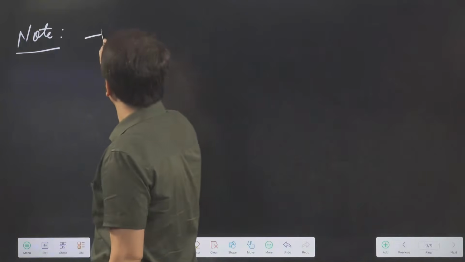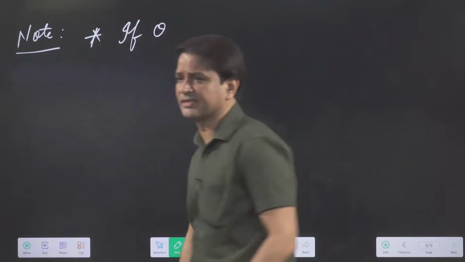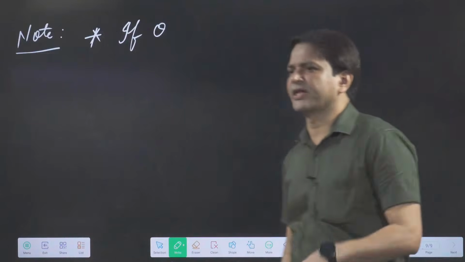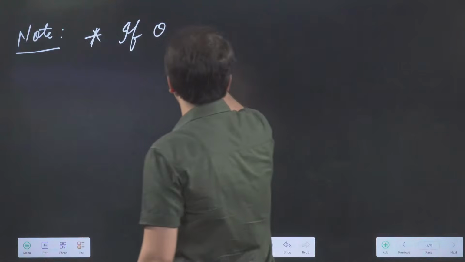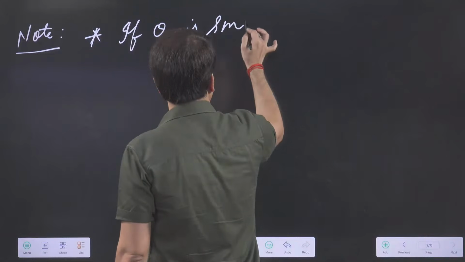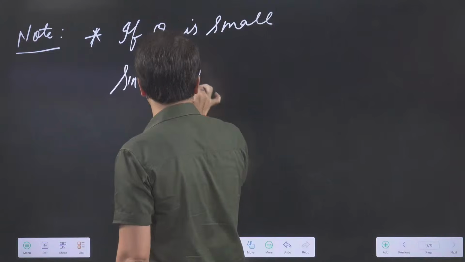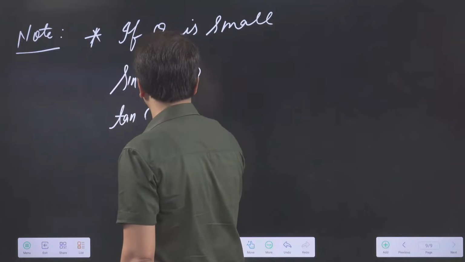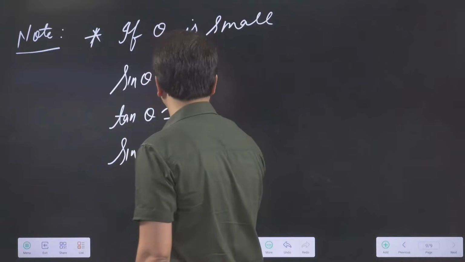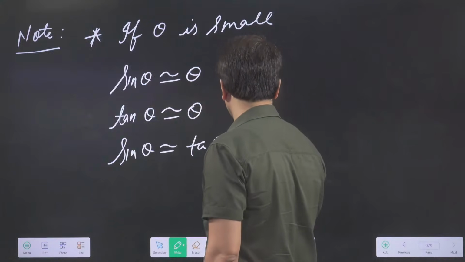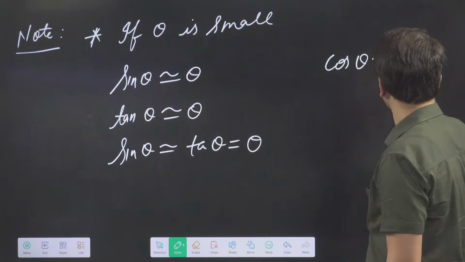So now one note: this approximation we are using in so many places. What is the meaning of this approximation, and when will we use it? If theta is small, then sin theta can be taken as theta, tan theta can be taken as theta, and cos theta we can say is nearly equal to 1.